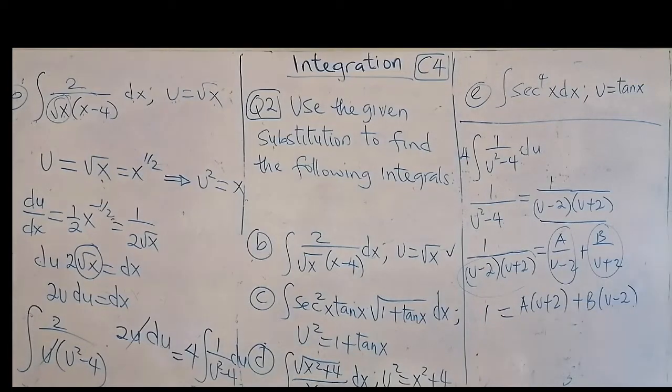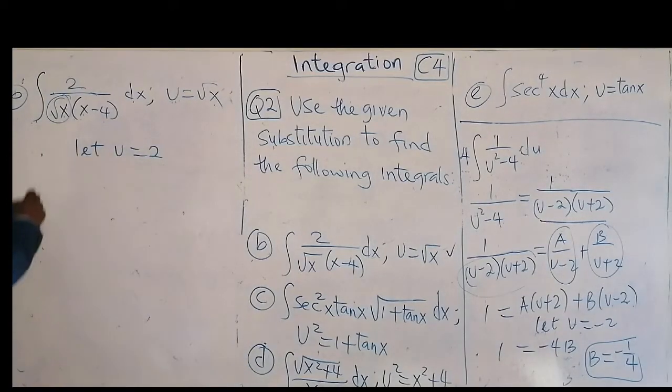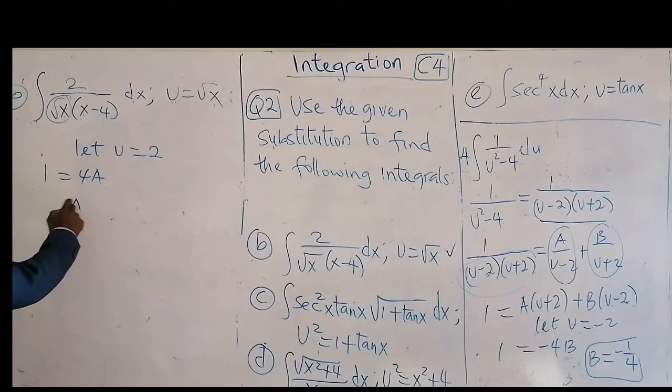So let u be minus 2. So we have 1 equal to minus 2 minus 2, that's minus 4b. So b is equal to minus 1 over 4. And let u be 2. So we have 1 equal to 4a. So a is 1 over 4.